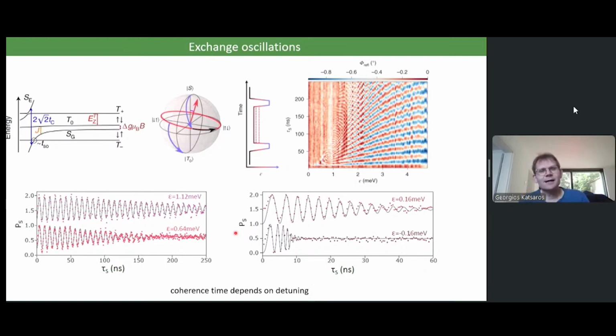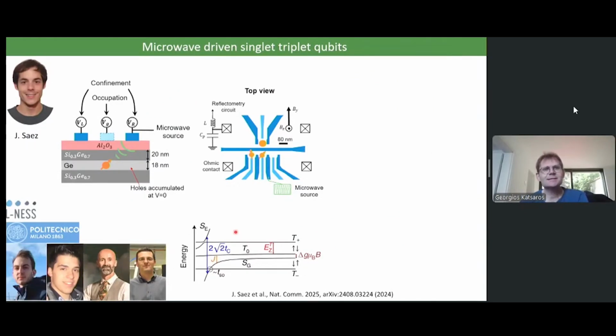And already seeing these measurements, you see that the rotation axes are not orthogonal, which makes it rather complex if you want to apply more complicated pulse sequences. And that's the big advantage of a Loss-DiVincenzo qubit, that your manipulation axes are orthogonal to each other. So the question is, can we create a singlet triplet qubit with orthogonal axes? And the answer is yes.